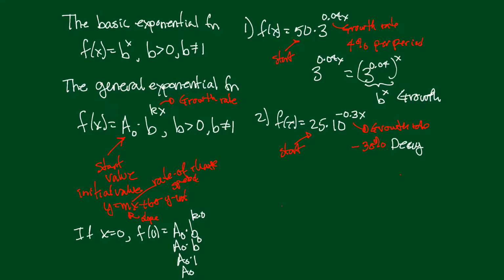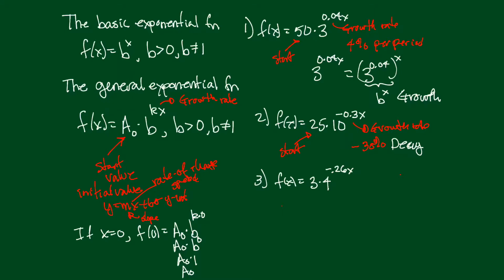Now let's just see how to read it. Here's what I'm looking at. Now this base right here is bigger than 1. So I'm thinking growth. But then look at the growth rate. The growth rate is negative. So this is like negative growth. What's the opposite of growth? The opposite of growth is decay.